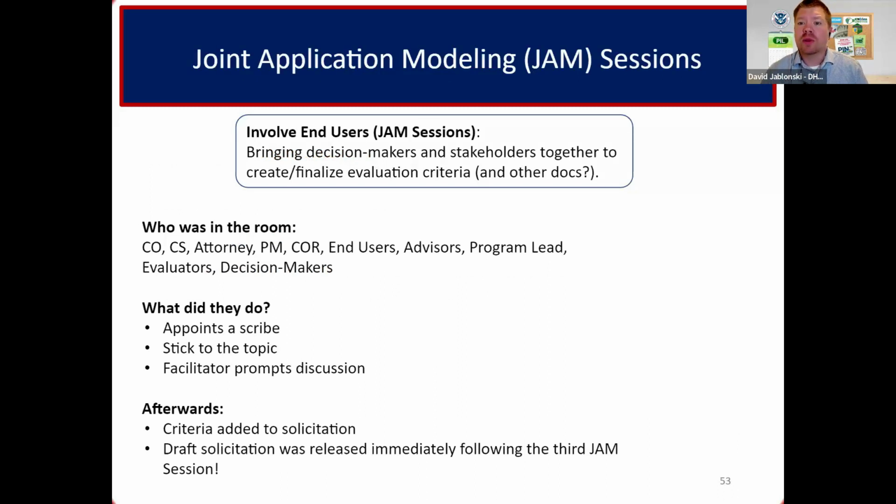All right, so let's start with what they did. How did they get all this market research done in just 38 days? How did they get the report done? How did they get the evaluation criteria and the solicitation set up? Well, they had what we called jam sessions.